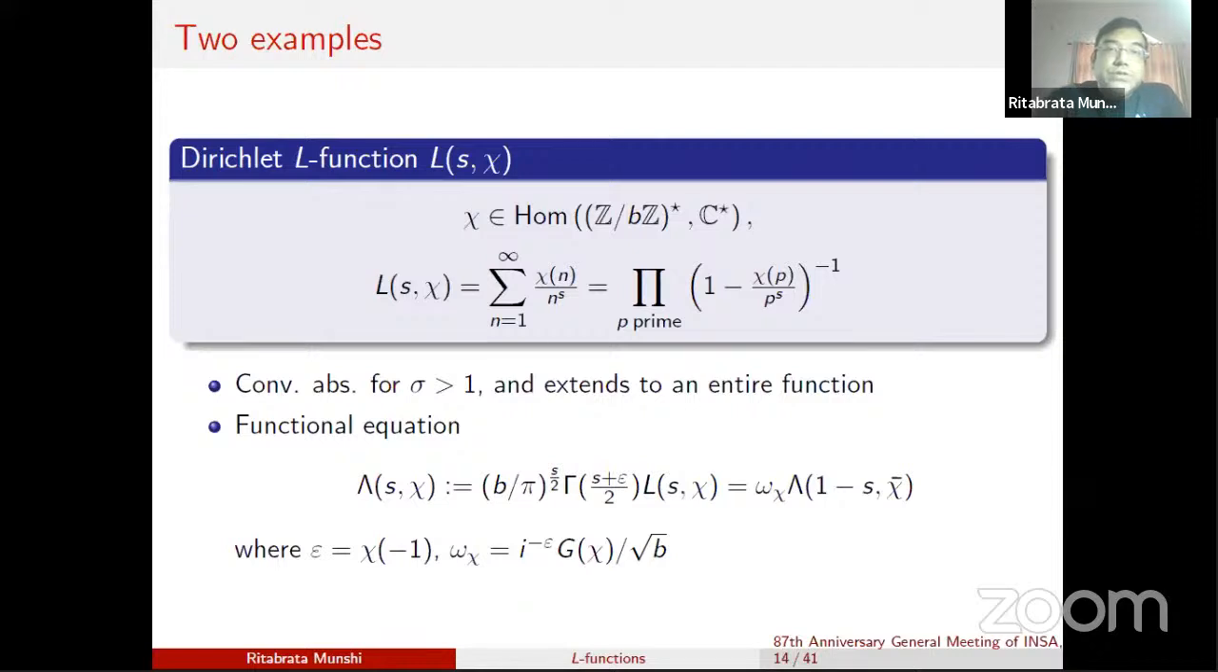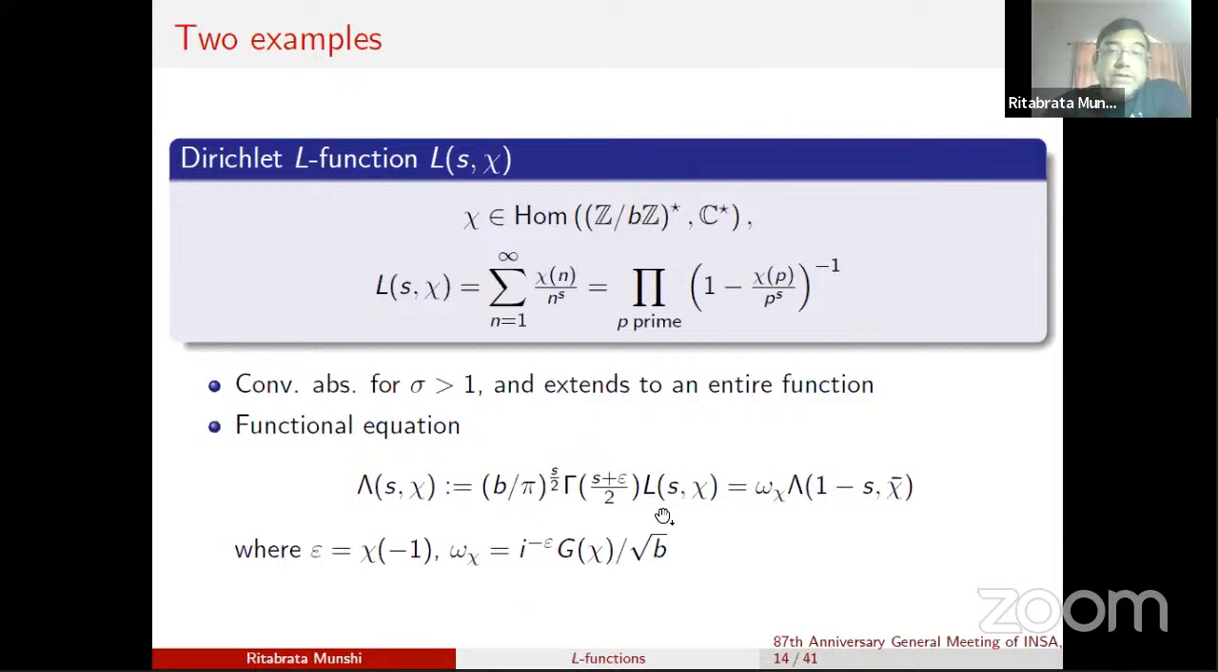Also, the Dirichlet L-function, which, recall, corresponds to a character of the multiplicative group (Z modulo q Z) star. This also has a Dirichlet series and Euler product, both converging absolutely in a half plane. And it also extends to the whole complex plane. Now, if chi is non-trivial, there are no poles. And again, it has a functional equation. Now the factor at infinity is slightly different. It also involves the conductor q, which is the period of chi.